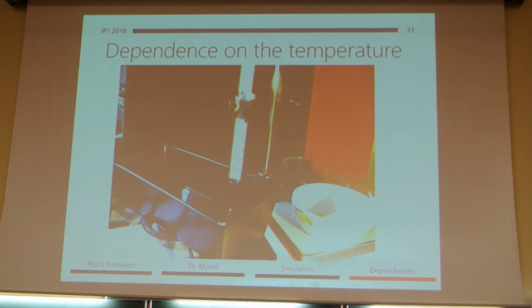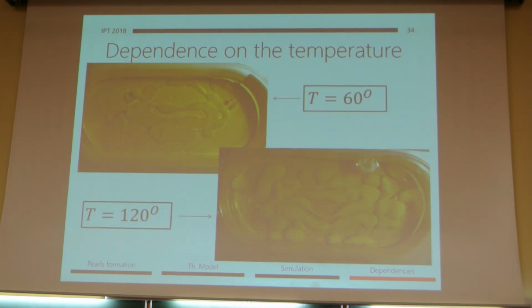Then we study the dependence on temperature, but there is a problem that we can work only in a very small range of temperatures, because under 30 degrees the egg white doesn't coagulate, and above 120 degrees the egg white boils very actively, and we cannot observe this effect. As you can see in the photo, there is no dependence on temperature.